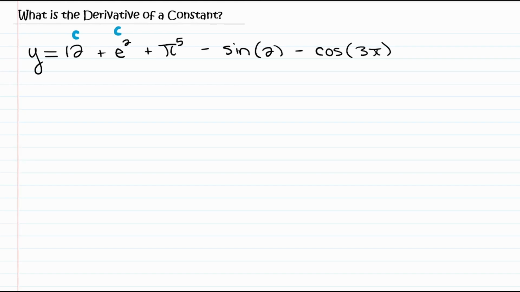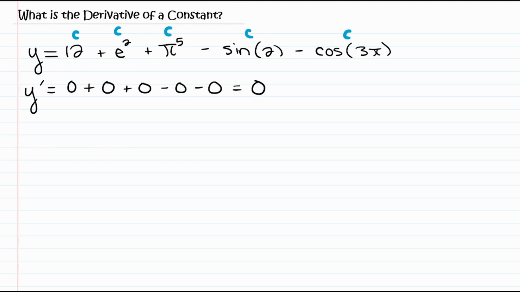Pi, 3.14 to the fifth power, that's just a constant. Sine of 2. If you plug that into your calculator, you'll get some weird decimal, right? But it's still just a number, so that's a constant. Same with cosine 3 pi. It's just a number. It's all constant. So what does that mean? Well, that means that the derivative is really easy to take because the derivative of any constant is always 0. So the derivative of all of this would be 0 plus 0 plus 0 minus 0 minus 0. So it's just 0, right?